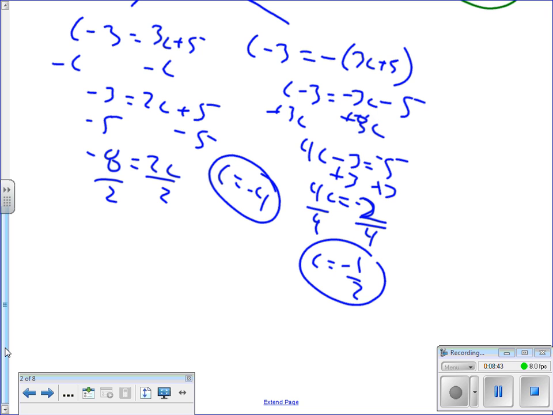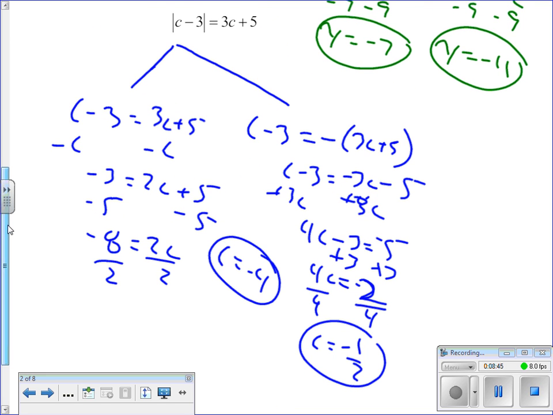I have two solutions, and I need to check them in the original problem. So if I put negative 4 in here, negative 4 minus 3 is negative 7. Absolute value of negative 7 is 7. So I have 7 on this side. Negative 4 times 3 is negative 12. Negative 12 plus 5 is negative 7. Is 7 equal to negative 7? It's not that hard a question. Is 7 equal to negative 7? No. That one doesn't work. That's an extraneous solution.